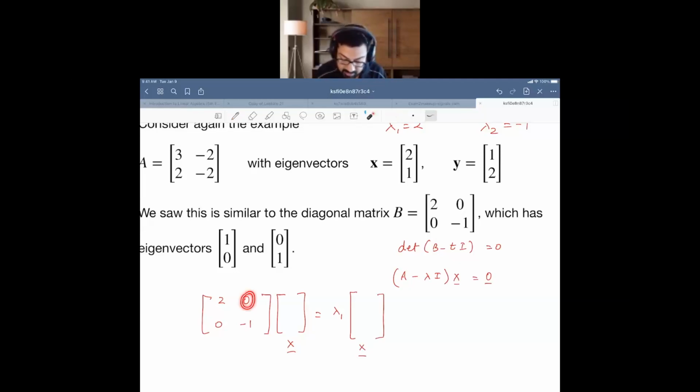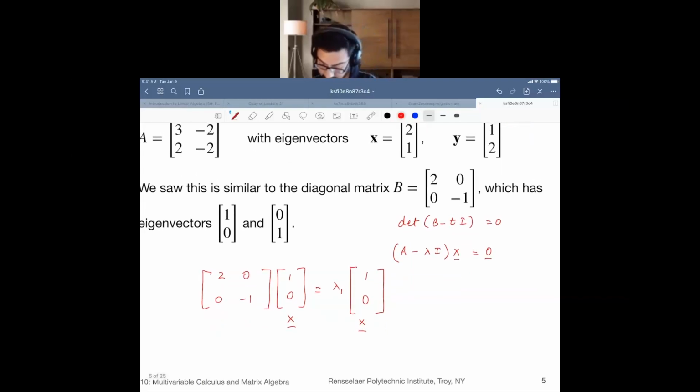And because these elements are 0 over here, 1 0 will satisfy that, and you will get some lambda 1 for that. And similarly, if you take the other case here, which is 2 0 0 -1, and you multiply it with say 0 and 1, you will get some lambda 2. It'll be the same lambda 2 because these are similar. The eigenvalues will be the same. So you should get a 2 there, and you should get -1 over there. And 0 1 will satisfy this.